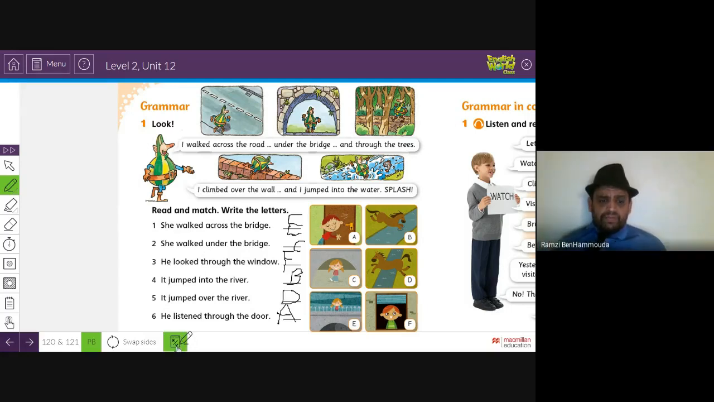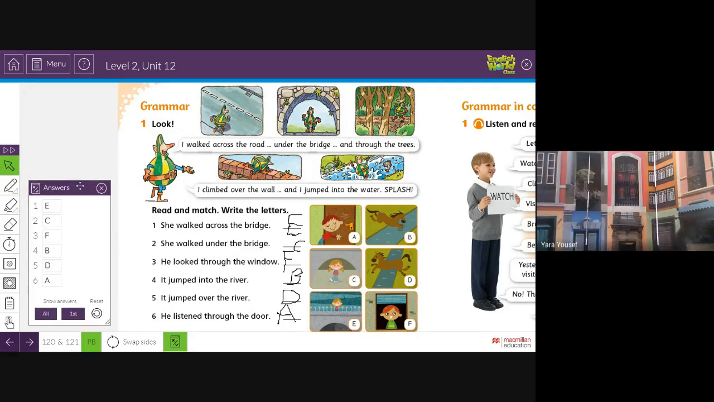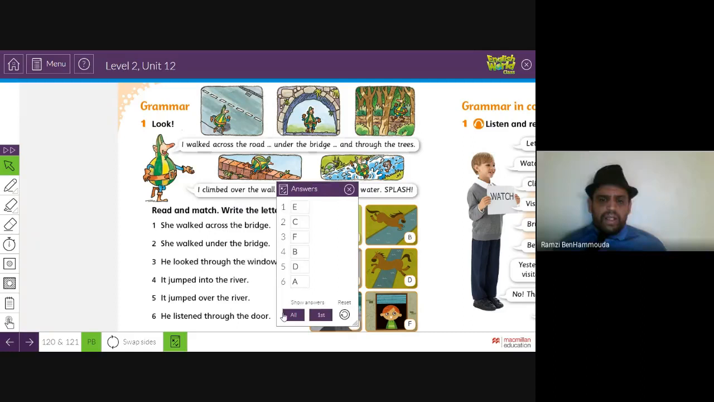Finish. And stop saying teacher. Here are the answers: E, C, F, B, D, A. I'm going to send you a file today on which there is a sentence, and under the sentence there is a picture. So you will make sure about the words across, under, through, over, into.